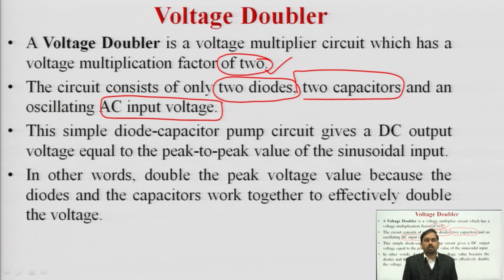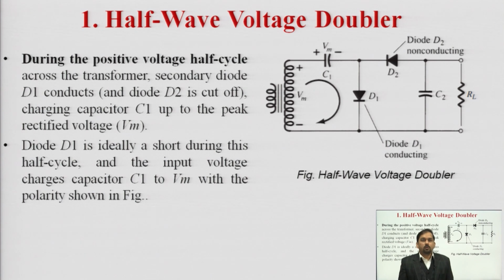This simple diode capacitor combination gives a DC output voltage equal to the peak to peak value of the sinusoidal input, or in other words, double the peak voltage value, because the diodes and the capacitor work together to effectively double the voltage. Here we have further classified these voltage doubler circuits as half wave voltage doubler and full wave voltage doubler.